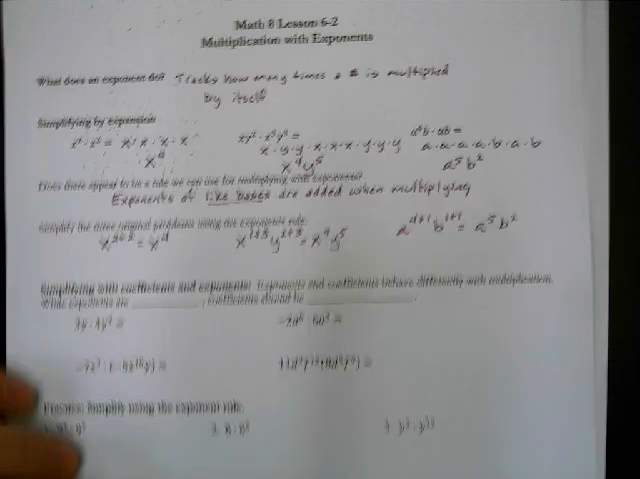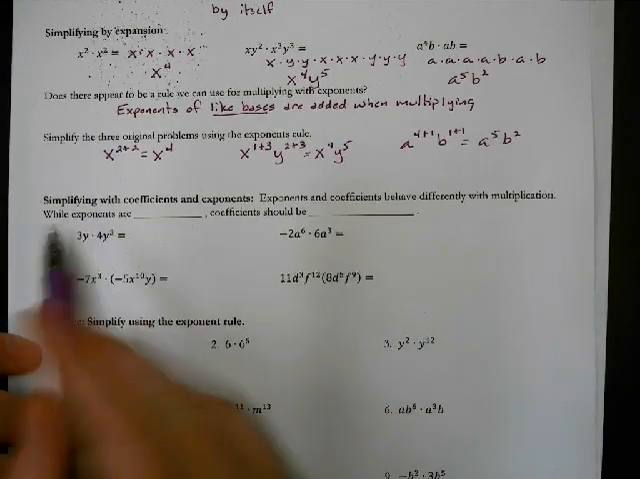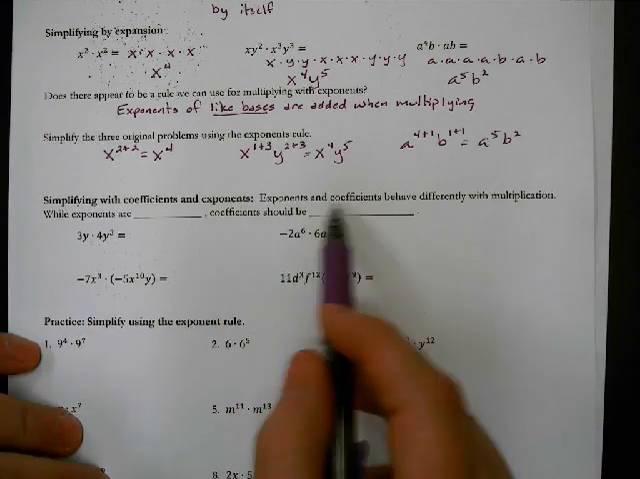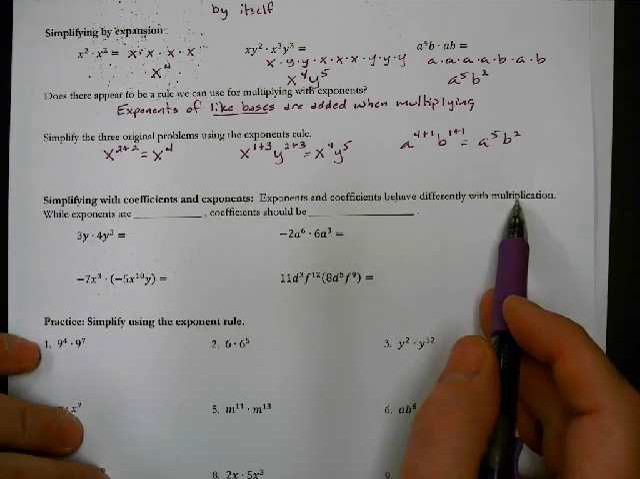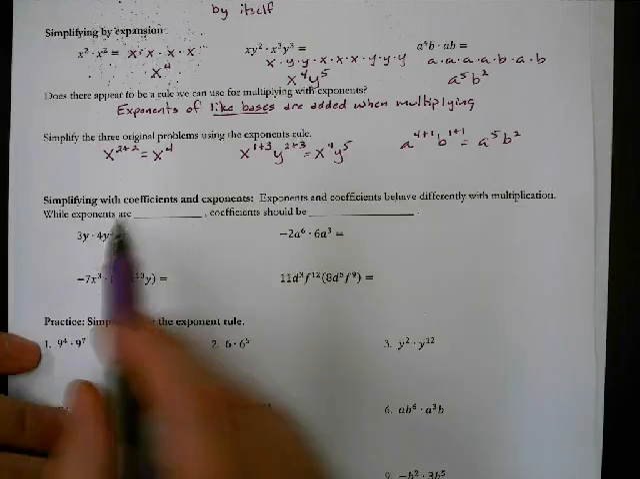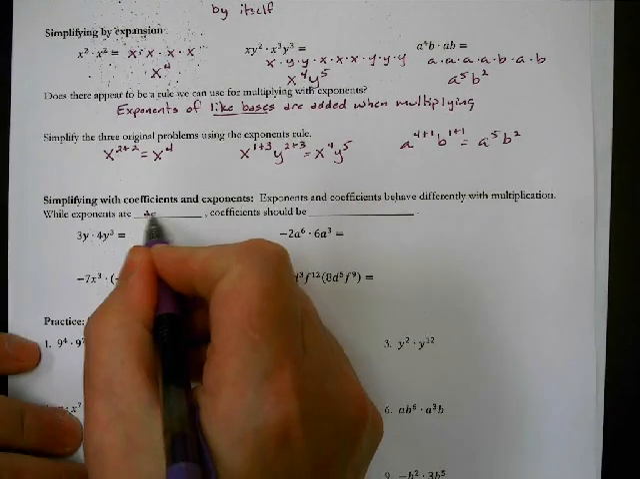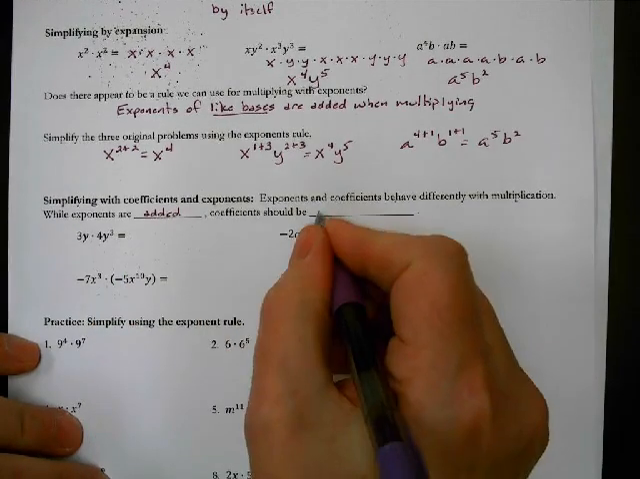All right, things get a little muddled when we start doing it with coefficients. So if I have a coefficient and exponents, exponents and coefficients behave differently with multiplication. Okay, so they don't follow the same rules. While exponents are, we said they were added, coefficients should be multiplied.